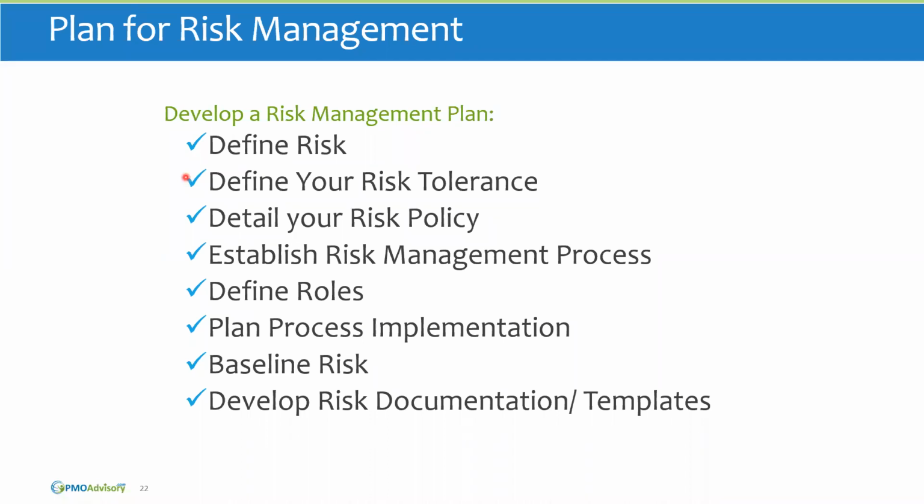So this should be based on the risk tolerance of the project sponsor or key stakeholders. It should detail your project or organization's risk policy, and it should establish your risk management processes, which, as I said, includes detailing the tools and techniques that you're going to use for each risk management process. You should also define roles, not roles for the whole project or roles for the organization, but roles associated with risk management for your project.